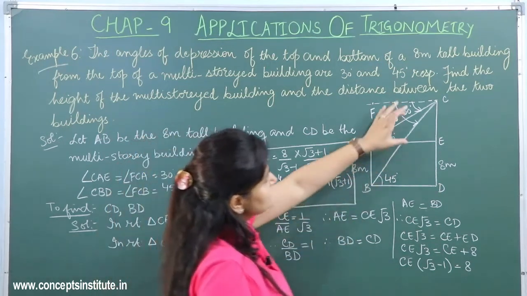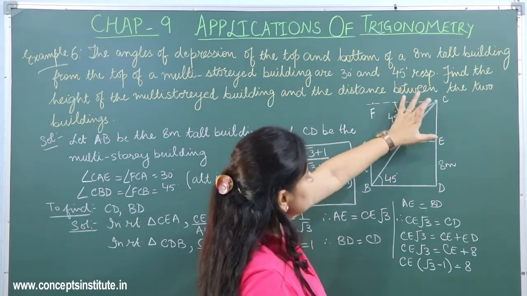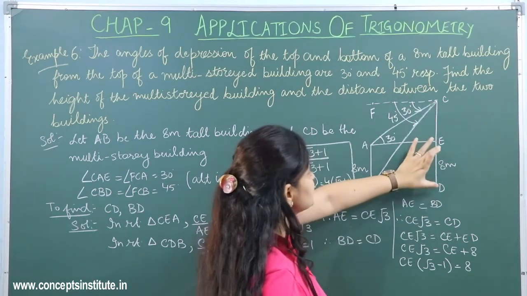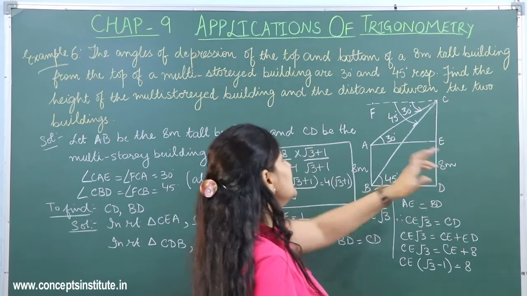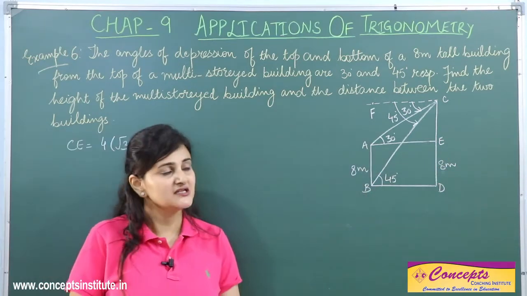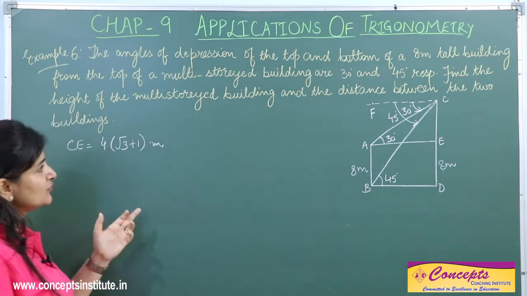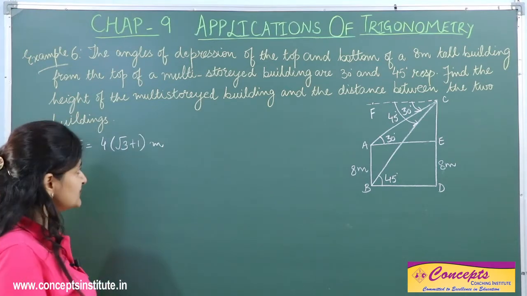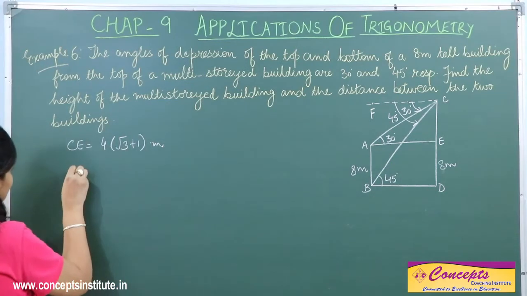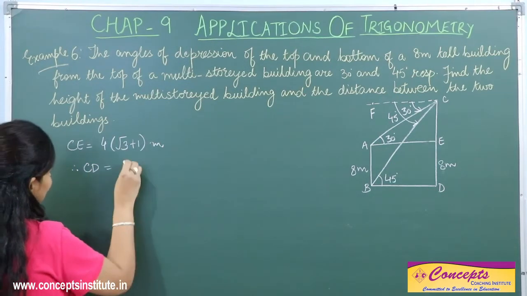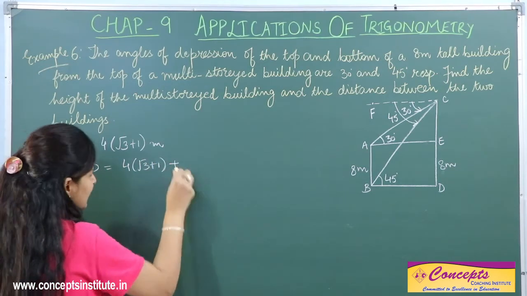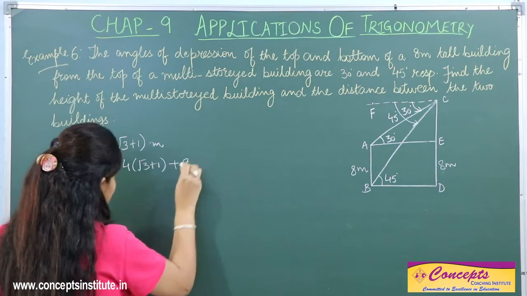Now students, this is CE, but I am supposed to find CD, right? I have already found CE, I just have to add 8 to it to find CD, and that I will do after erasing the board. So we saw that CE is equal to 4 into root 3 plus 1 meters, but we are interested in finding CD. So what would be CD? CD would be 4 into root 3 plus 1 plus ED, which is 8.